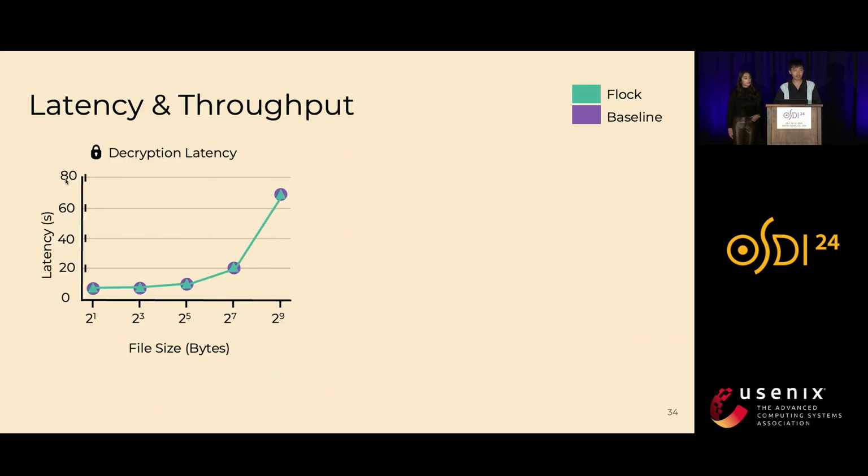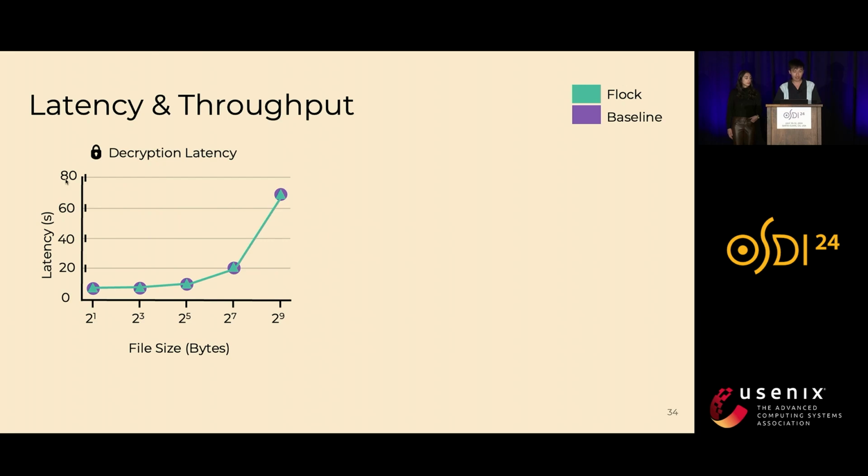So now let's see the latency and throughput comparison between Flock and baseline. The figure on the left shows the latency for the decryption module, which is one of the cryptographic modules that we supported. And the x-axis here shows the difference in file size, which is the input size to the function, and the y-axis here shows the difference in latency.